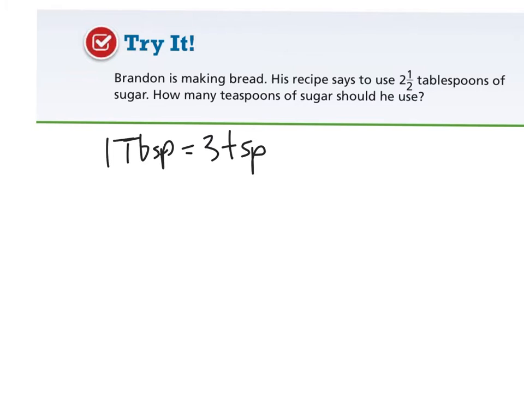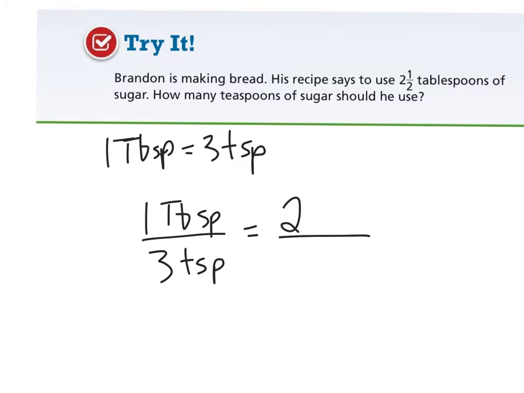So if 1 tablespoon is equal to 3 teaspoons, I kind of like the proportions for stuff like this. So we've got 2.5 tablespoons. We'll get our same units across from each other, and we're trying to figure out how many teaspoons that is. Well, I've got my good friend 1 here that makes my life really easy to find patterns.